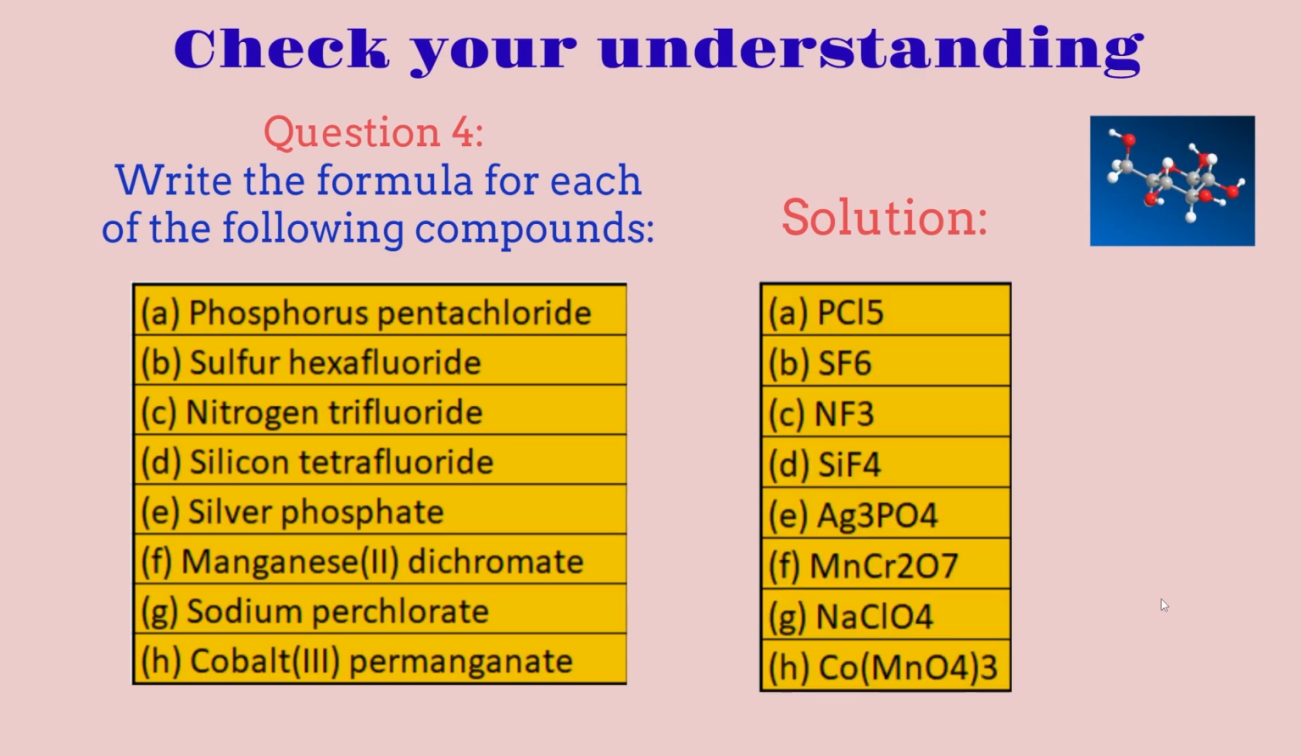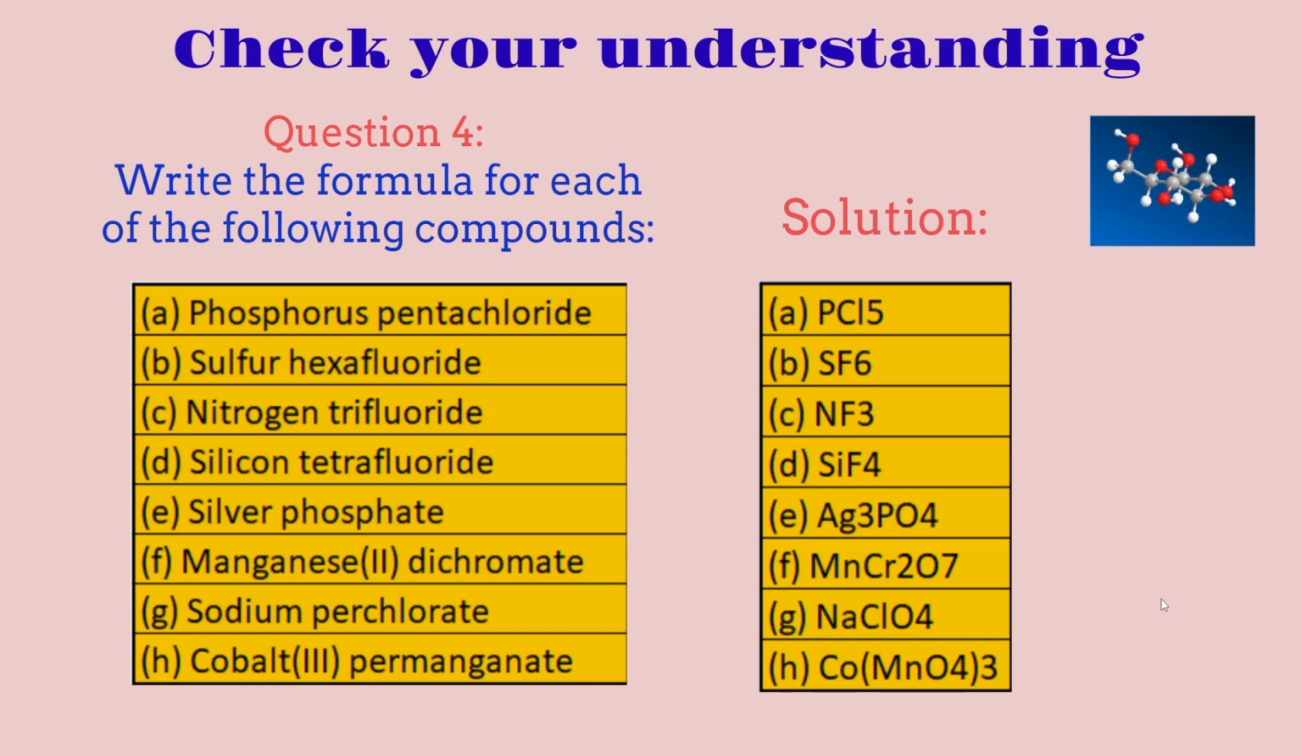For the next one, sulfur hexafluoride. So sulfur is just S, and then since there's 6 fluorides, we say SF6. For the third one, we have nitrogen trifluoride. So nitrogen is just N, and then fluoride, there's 3 of them, so it's NF3. For the next one, we have silicon tetrafluoride. Silicon is just Si, and then there's 4 fluorines, so it'll be SiF4.